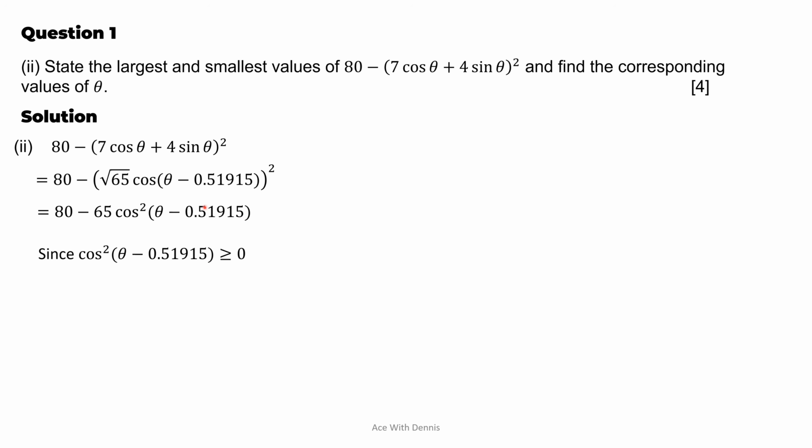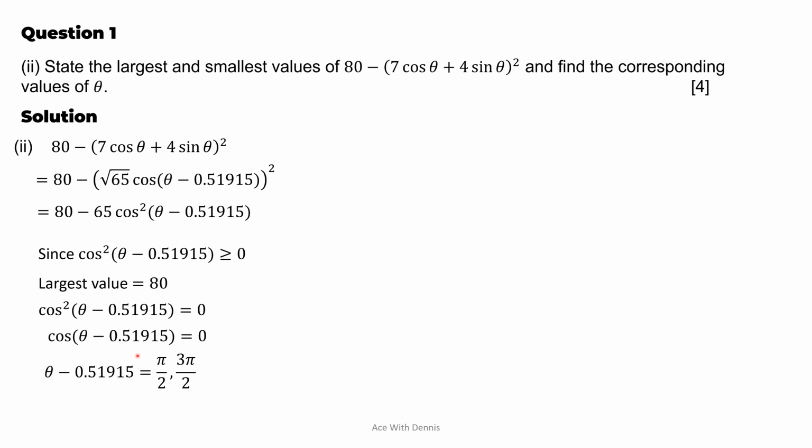Alright, so this cosine square, since it is square, then we know that this whole value will be greater than or at least equal to 0. So the largest value will be 80 because cosine square can be 0, where this value is 0. Okay, and cosine theta minus 0.51915 is equal to 0.